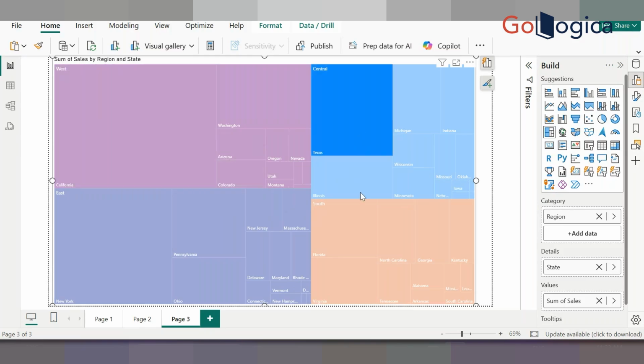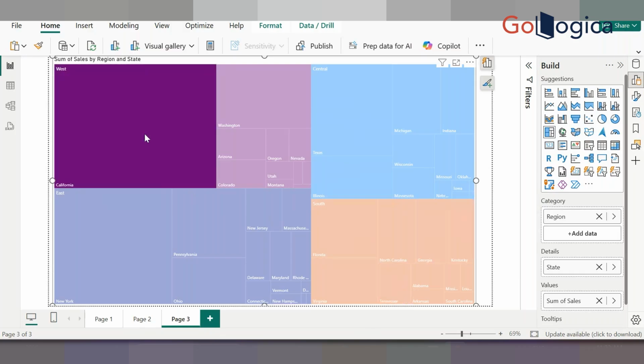And we see the same in the central region: Texas has done the highest. And then when you see the south region, Florida has done the highest. Then Virginia. Then we have North Carolina, Georgia, Kentucky, and so on.